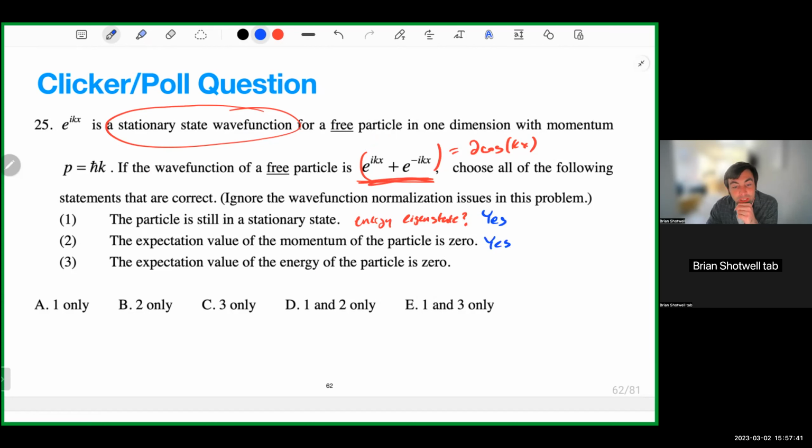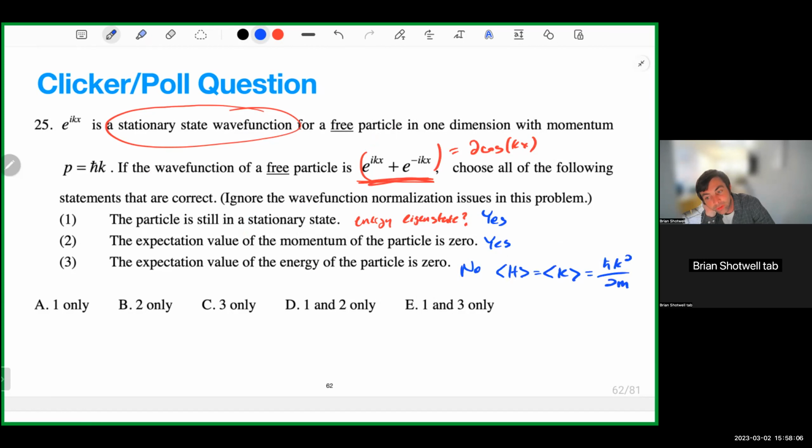The expectation value of the energy of the particle is 0? No. It has a definite value, but that value is not 0. So the expected value of the Hamiltonian, or the energy of the state, because it's a free particle, is the expected value of the kinetic energy, and this is h bar squared k squared over 2m.